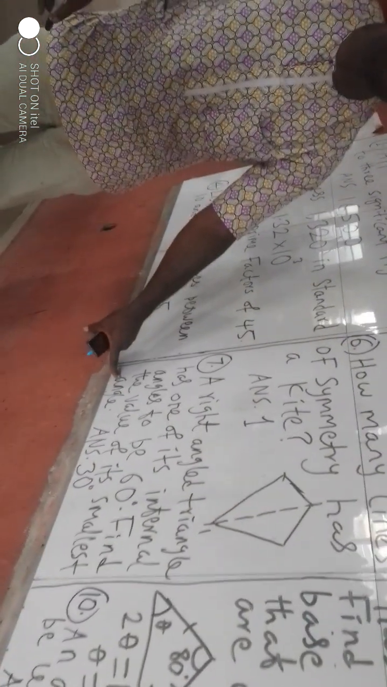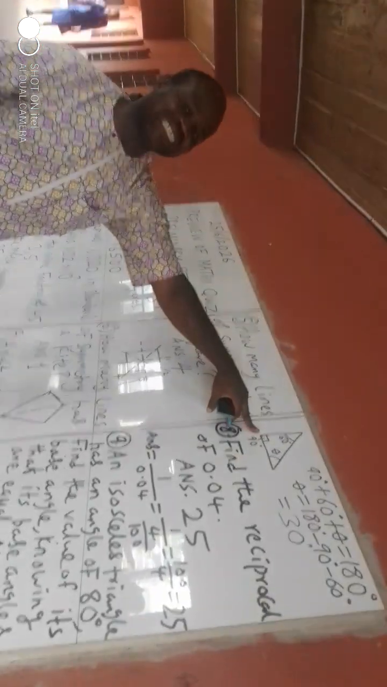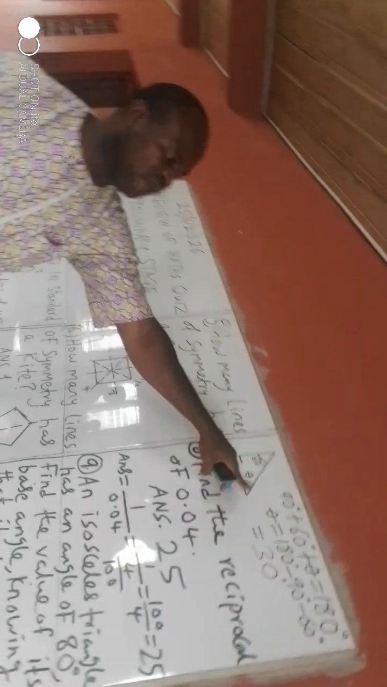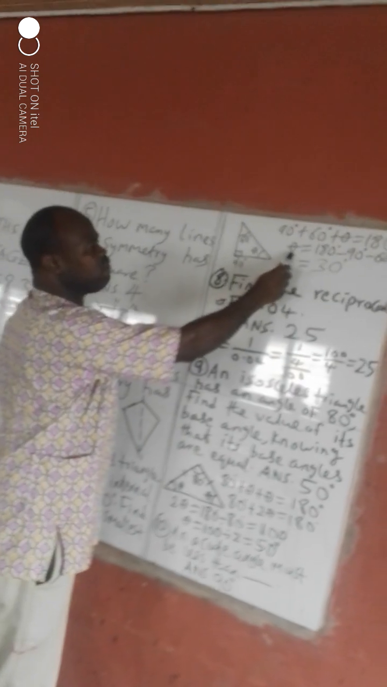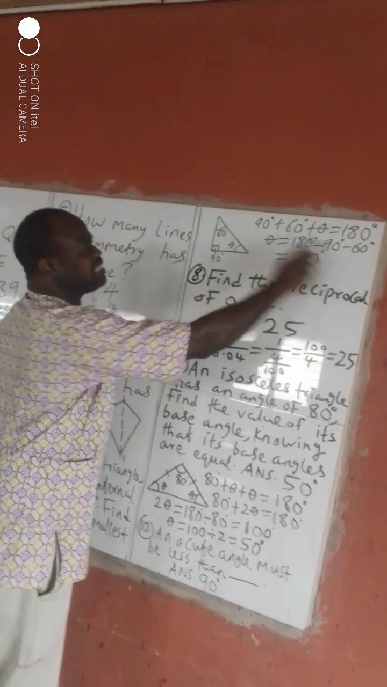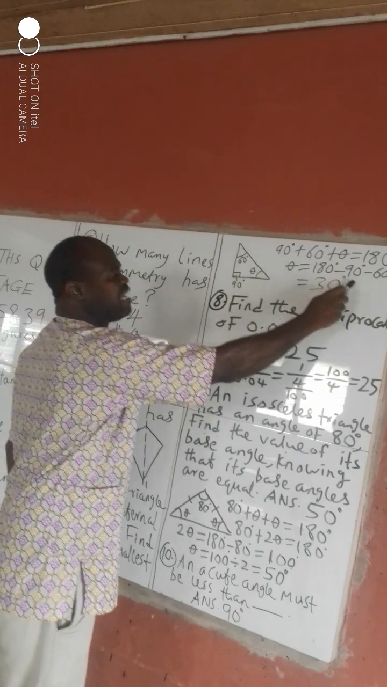Now, number 7. A right angle triangle has one of its internal angles to be 60. They say find the value of its smallest angle. The answer is 30. We go back. This is a right angle triangle. This angle is 90. 90 makes a right angle triangle. We have 60, and we have to look for the smallest angle. We say 90 plus 60 plus x equals 180. Why? The sum of angles in a triangle is 180. So 180 minus 150 is 30.